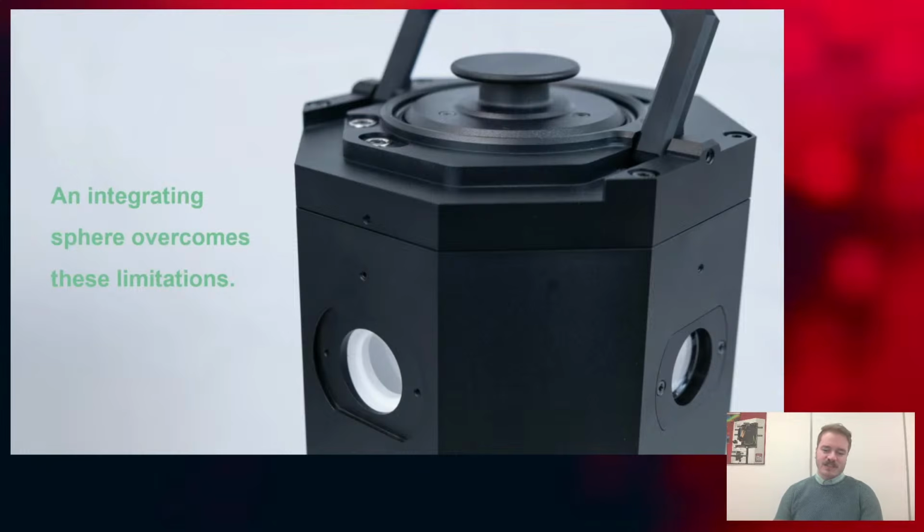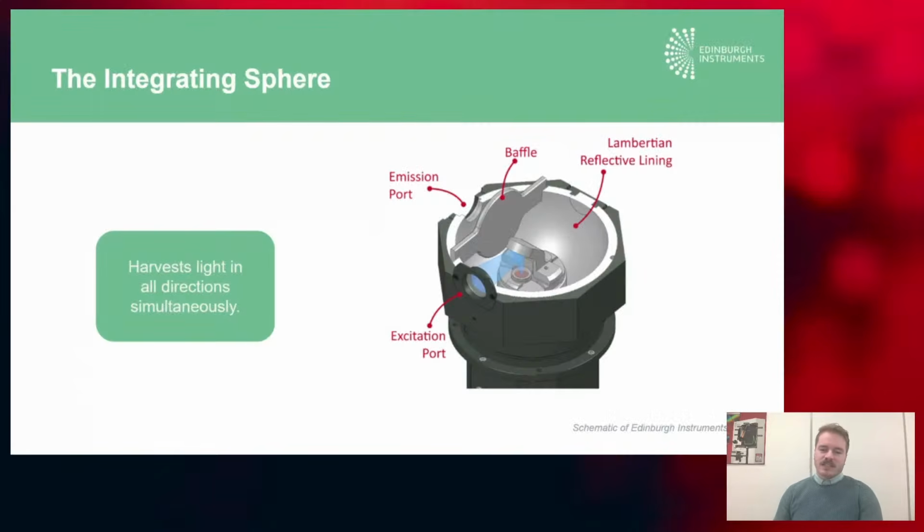An integrating sphere solves this. So how does an integrating sphere solve this problem? Essentially, it allows us to harvest light in all directions simultaneously. It solves the problem of reference sample selection because we're able to harvest all of the unabsorbed excitation light. And this allows us to calculate the absorbance, and we're able to harvest all of the emission in all directions, which allows us to get our emission terms. So how does an integrating sphere let you do this?